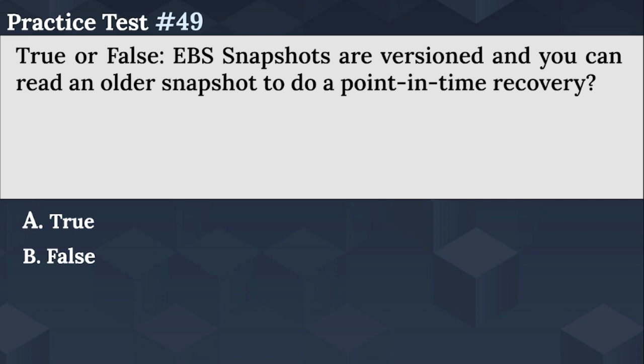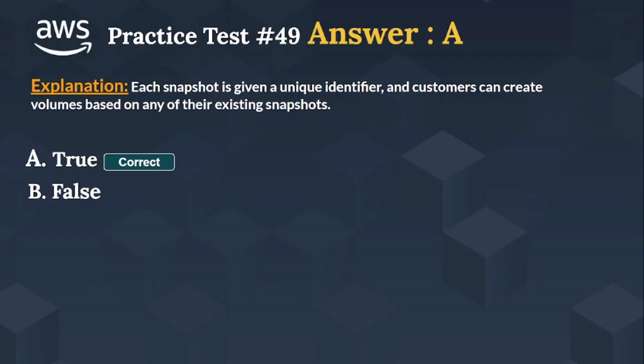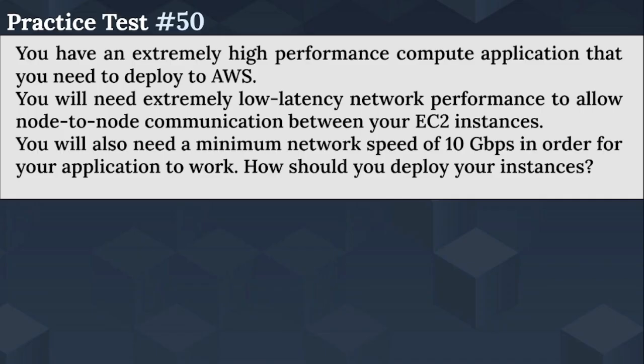5, 4, 3, 2, 1. So the right answer is option A, true. Each snapshot is given a unique identifier, and customers can create volumes based on any of their existing snapshots. Let's move on to the next question for the AWS Solution Architect Associate exam.